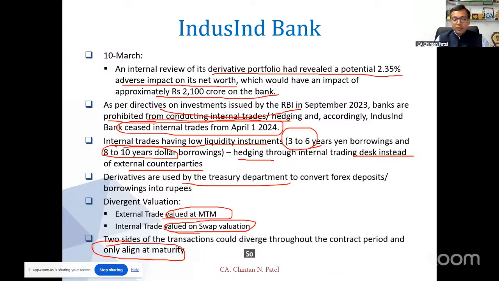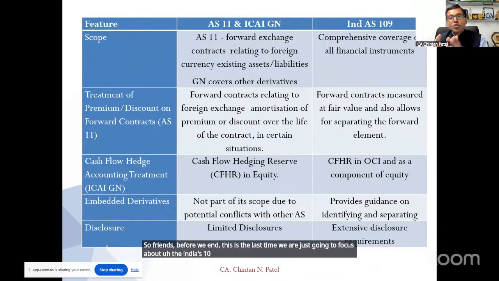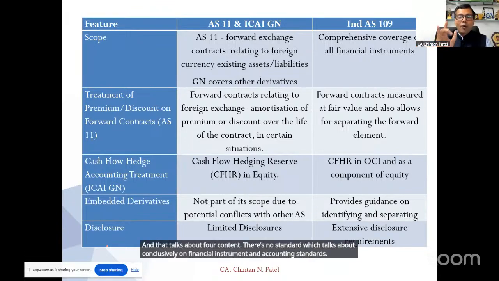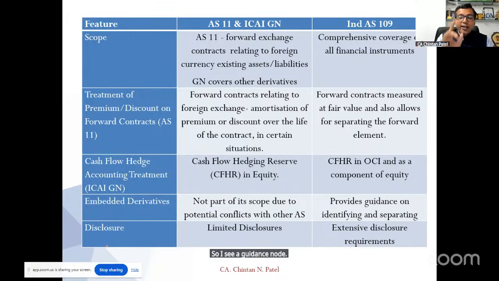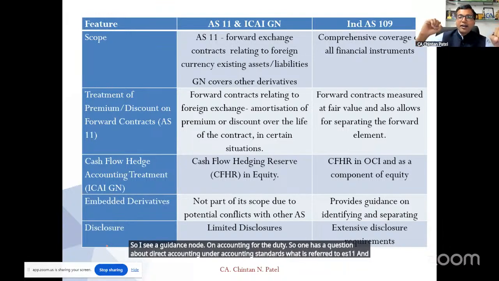So friends, before we end, this is the last slide, we are just going to focus on Ind AS 109 compared to AS. Under accounting standards, AS 11 is there. If you look at the old standards, only AS 11 is about foreign exchange, and that talks about foreign currency contracts. There's no standard which talks conclusively on financial instruments. So there is an ICAI guidance note on accounting for derivatives. If one has questions about derivative accounting under accounting standards, one is to refer to AS 11 and the ICAI guidance note on derivative accounting.